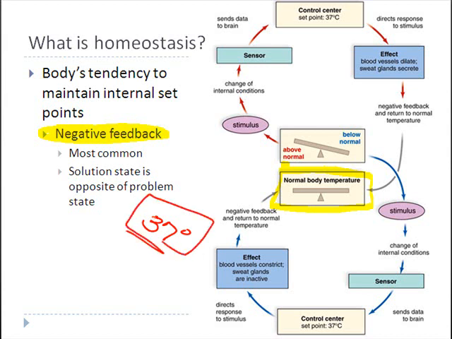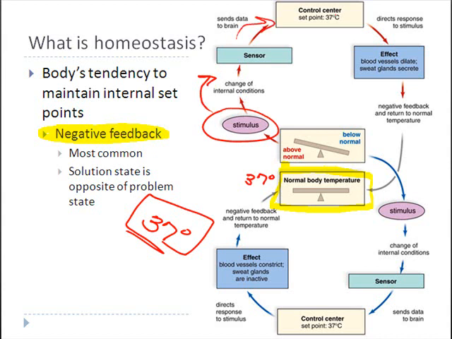So let's imagine that you're at normal body temperature, 37 degrees Celsius, and you suddenly get warm. Okay, let's say you're working out. That's your stimulus. You go for a run. There are a number of sensory cells in your body that will notice that rise in body temperature, and they will send that information to the brain.